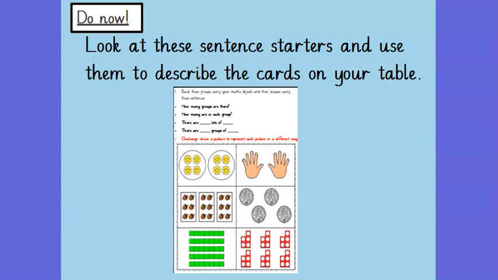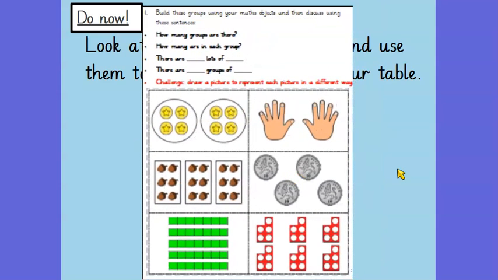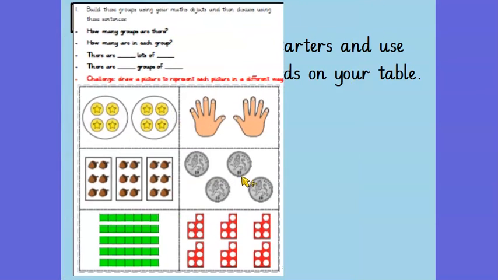Hello you two! Before you watch this lesson, I want you to have a go at this activity in your learning pack. You need to look at the sentence starters and use them to describe these cards. You also need to build each group or set of groups with your math subjects, and for a challenge I want you to draw a picture to represent each picture in a different way.